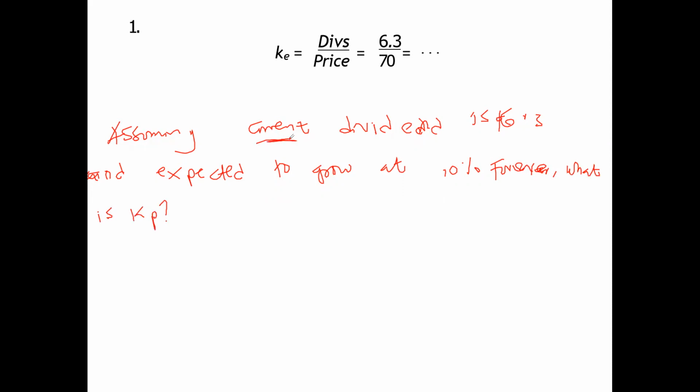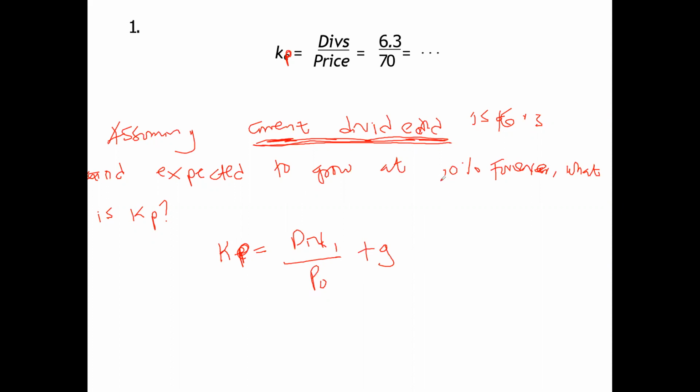Now the question says current dividend, current. So it means that before you find it, you have to grow it. But if the question says we are expecting a dividend of 6.3, there's no need to grow it. Once it says current, it means that's the past one. So going forward, the KP will now become dividend 1 divided by price plus g.